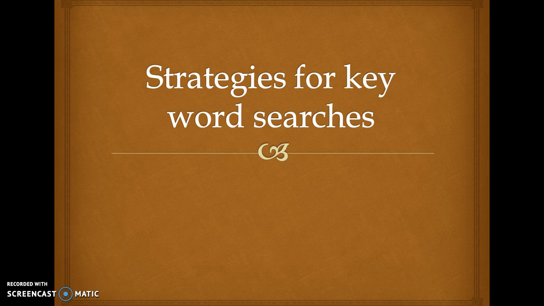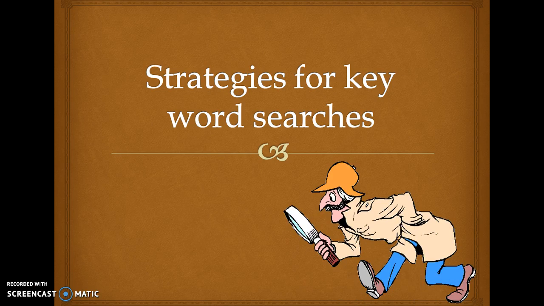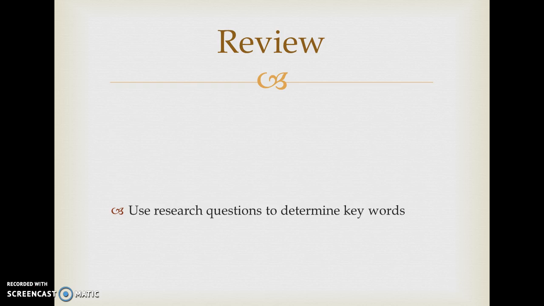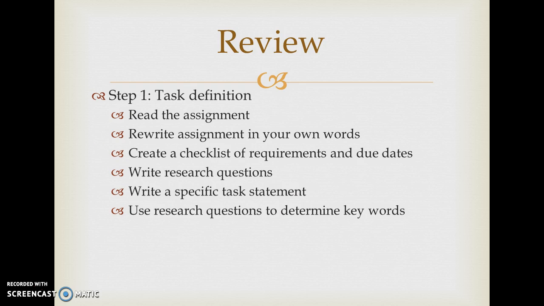Today we're discussing strategies for keyword searches. So let's review. In step 1, task definition, these are the 6 steps you should take. You should read the assignment, rewrite the assignment in your own words, create a checklist of requirements and due dates, write research questions, write a specific task statement, and use those research questions to determine keywords.